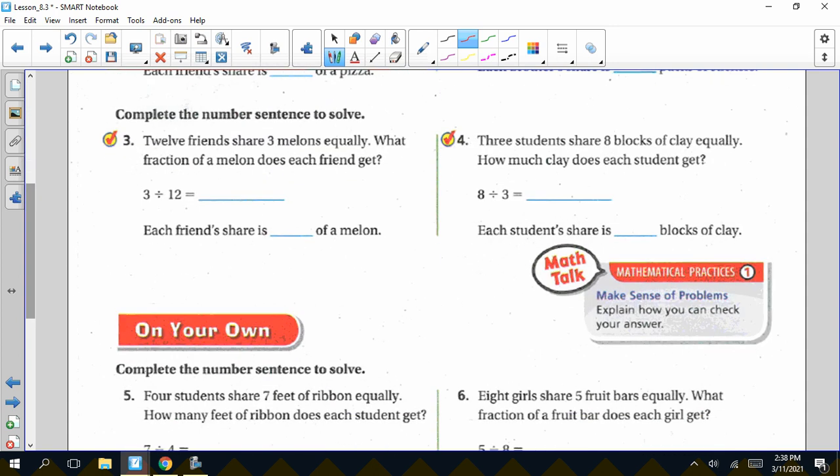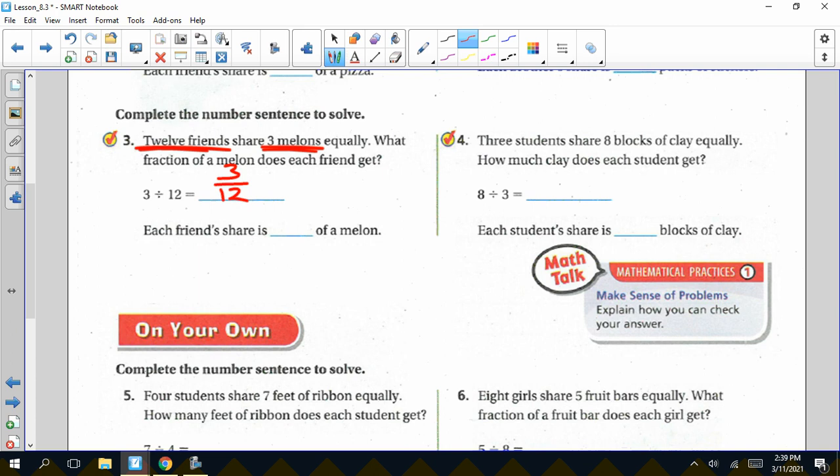Question number 3, 12 friends share 3 melons equally. What fraction of melon does each friend get? We have 12 friends and 3 melons. It's the 3 melons that are being split apart among the 12 friends. So we won't have enough for everybody to get 1. So we have to put the 3 on top and the 12 on the bottom.